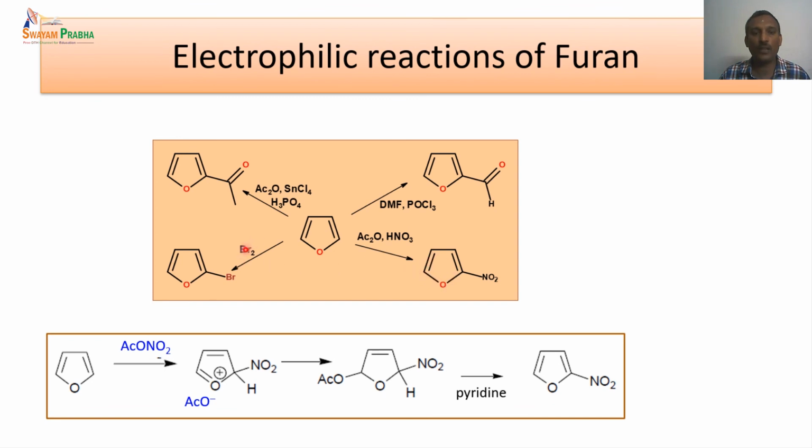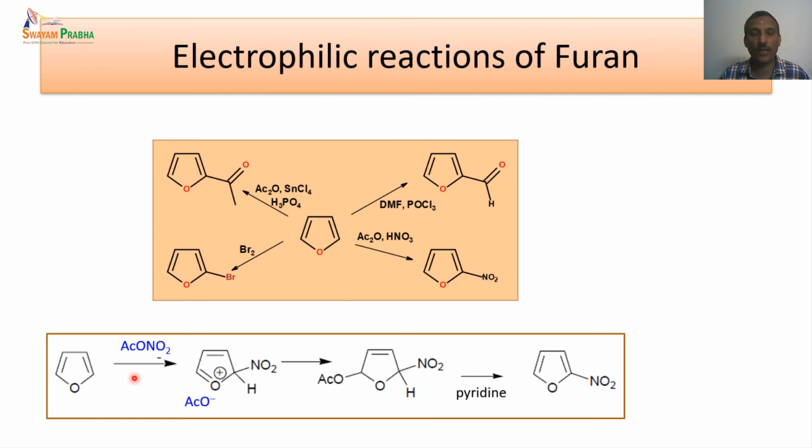And when we do bromination at 0 degree centigrade, we get the 2 bromo derivative. And when we use the acylation conditions, that's what we had seen earlier, acetic anhydride and H3PO4 and SnCl4 condition gives selectively the 2-acyl derivative.